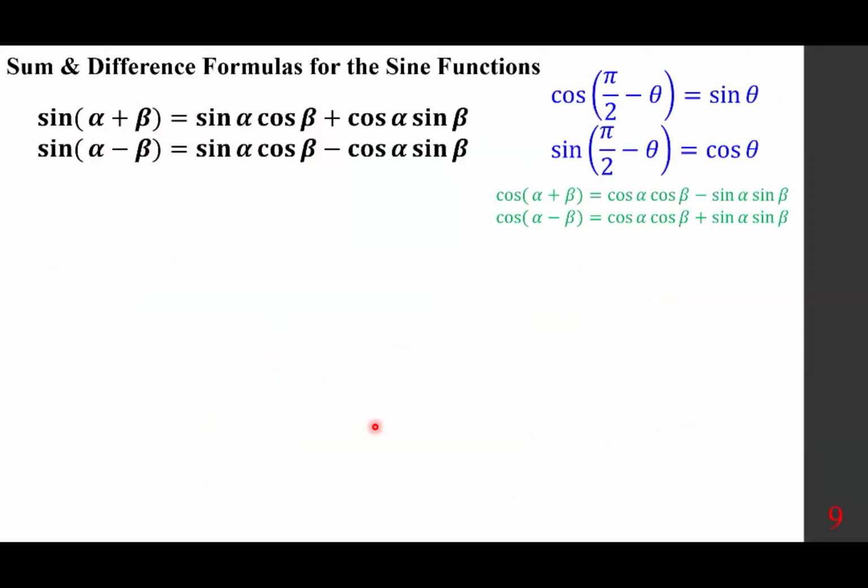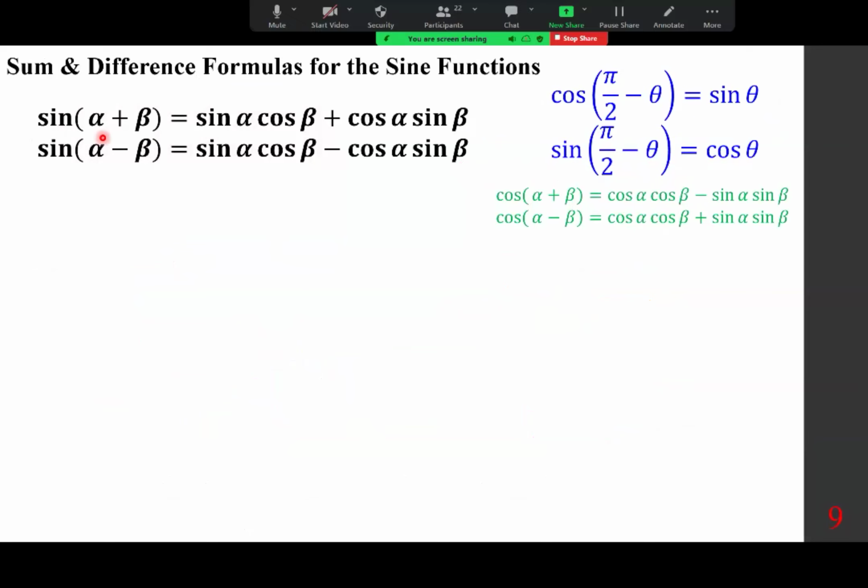All right, the sine of alpha plus beta is sine alpha cosine beta plus cosine alpha sine beta. Sine of alpha minus beta is sine alpha cosine beta minus cosine alpha sine beta. And of course, the cosine and these two from the previous page.